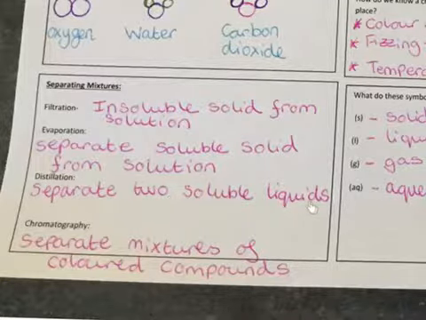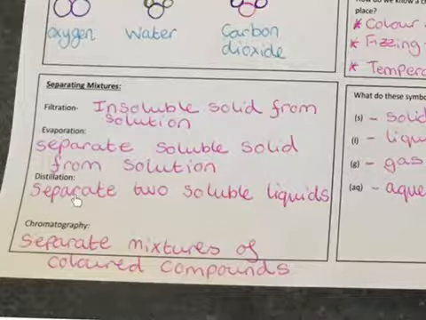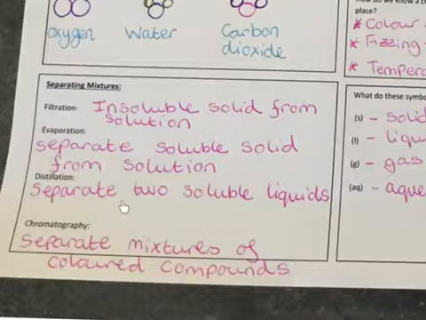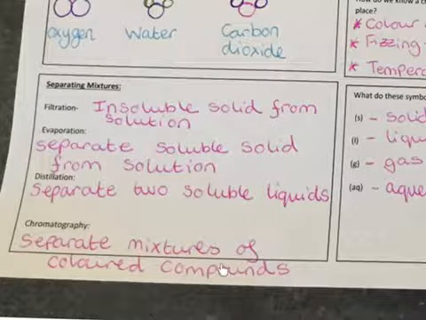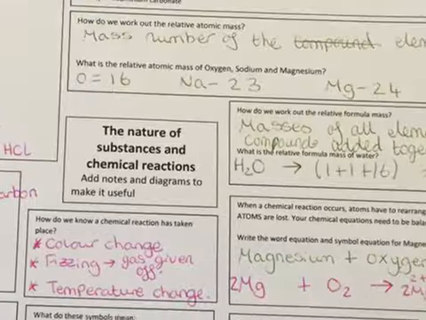Distillation, separate 2 soluble mixtures. That's normally separated based on their boiling point. That comes up a little bit more in the water topic. Chromatography, separate mixtures of coloured compounds. Each compound has a different density, so the density depends on how far they move up the paper you use. It's often filter paper that we use.